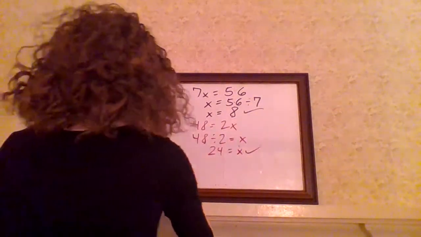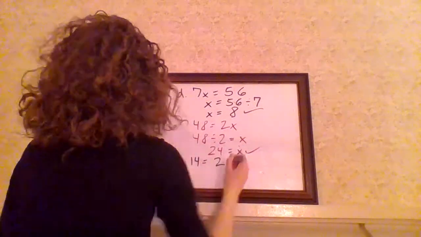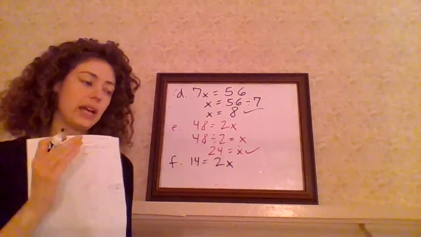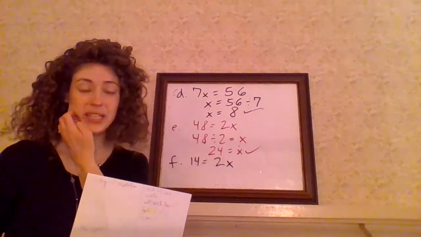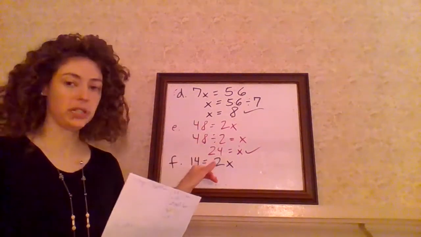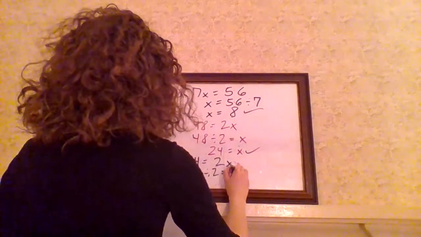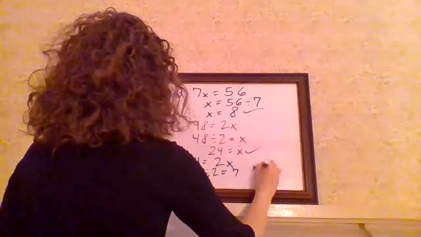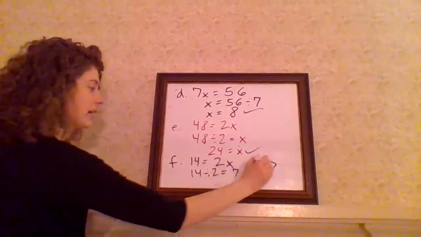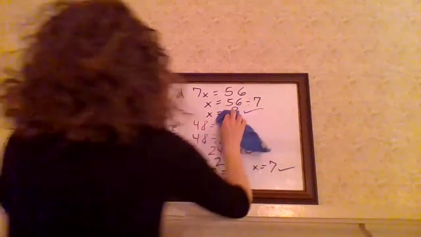Okay, let's try F. 14 equals 2x. So similar kind of problem here. If you have x and you multiply it by 2, you get 14. So to get back to x, we have to do the opposite. So we'll divide 14 by 2 and get x. 14 divided by 2 equals 7, so x equals 7. 14 equals 2 times 7, yes, so that's correct. Okay, let's try 2 more.